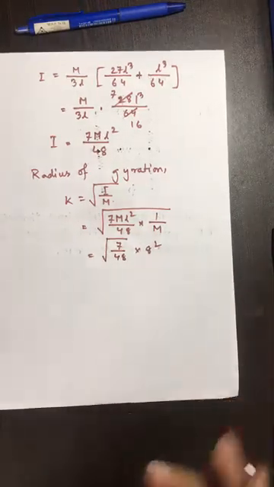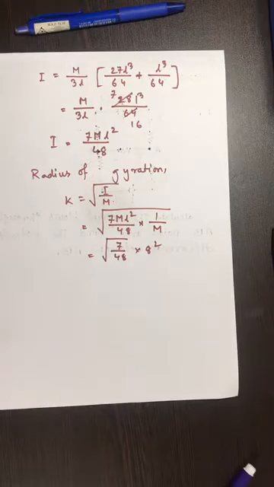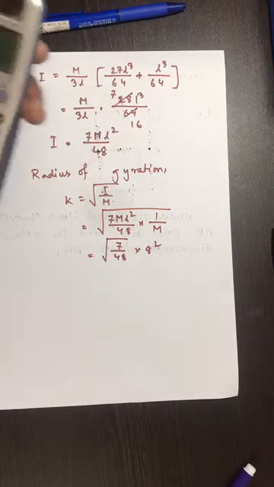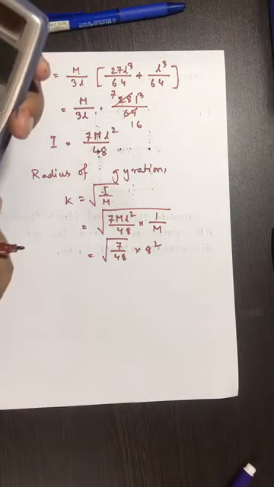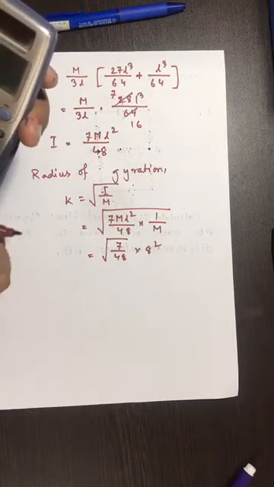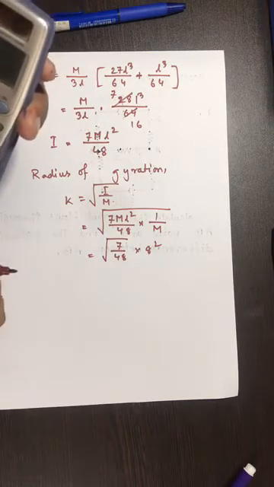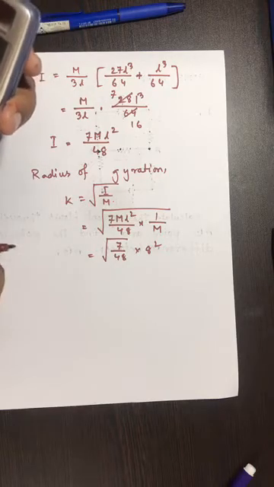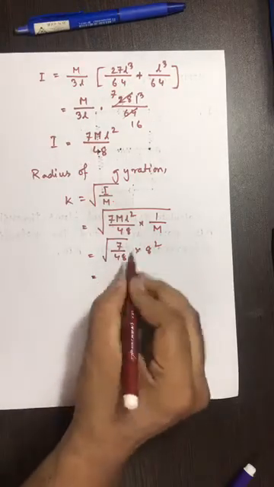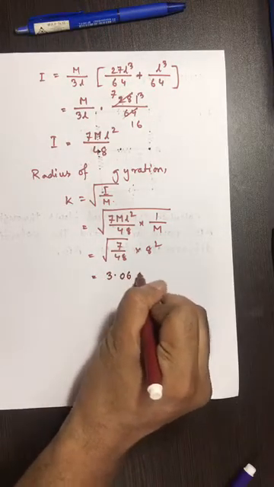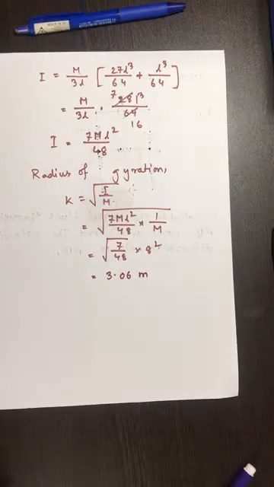So how much is it coming? Root over 7 divided by 48 into 8 square. So it's 3.06 meter. That's the radius of gyration. This finishes question number 3. Guys, are you clear about that? Okay.